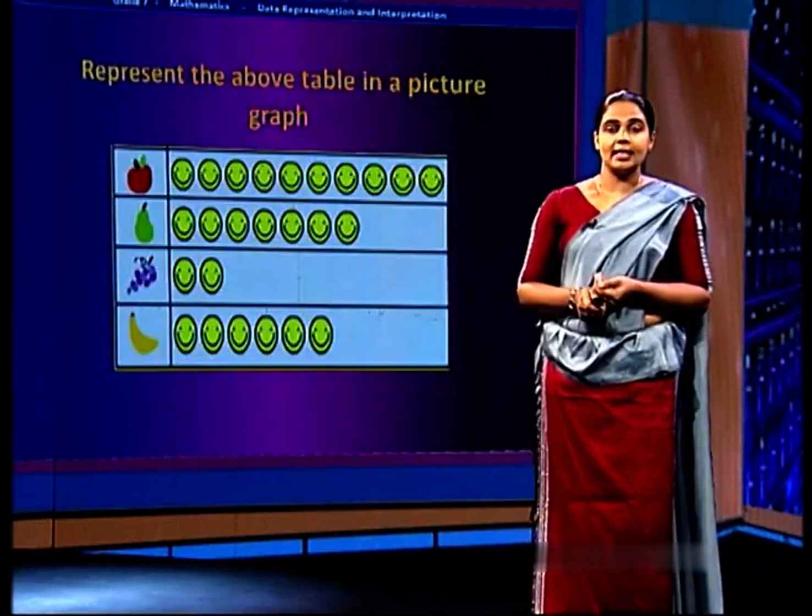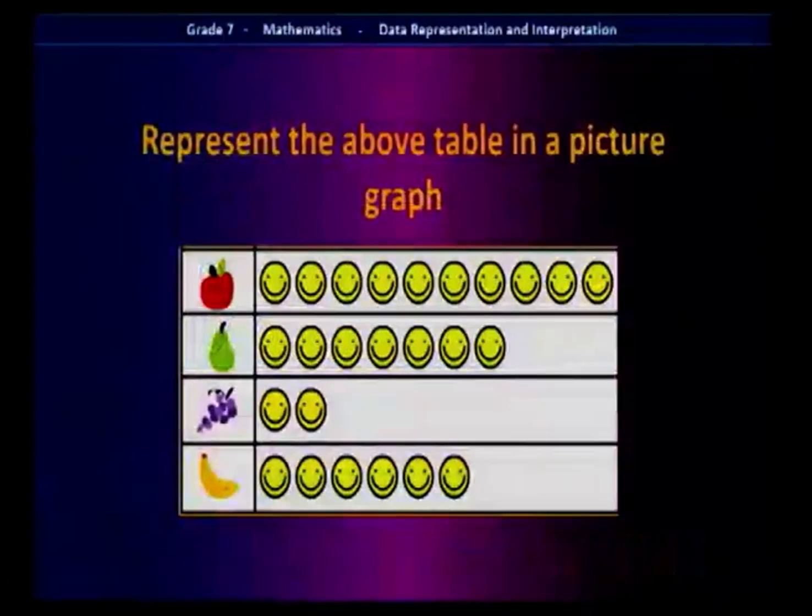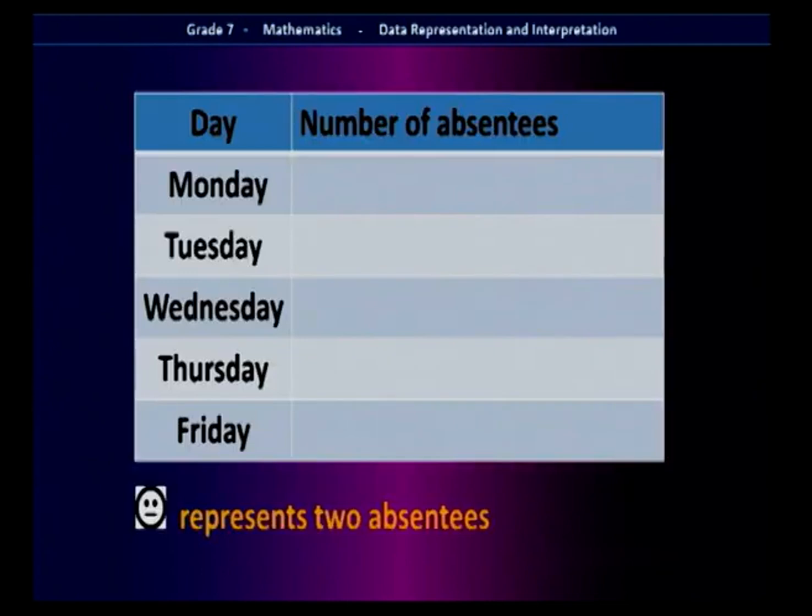Represent the above data in a picture graph. This is the type of a picture graph. Can you remember? My dear kids, now let's draw a picture graph to show the number of absentees. On Monday, I used the face. Then it is the key. One face represents 2 absentees. Then on Monday it was 2.